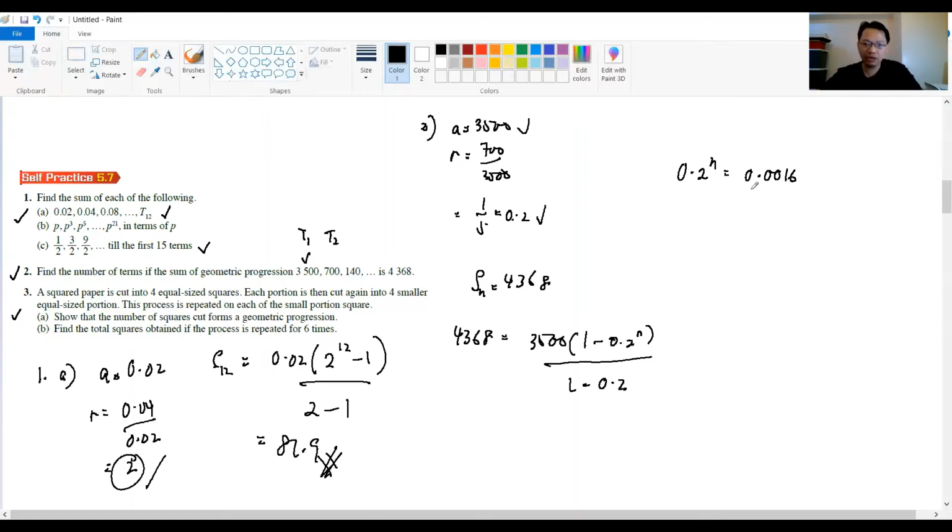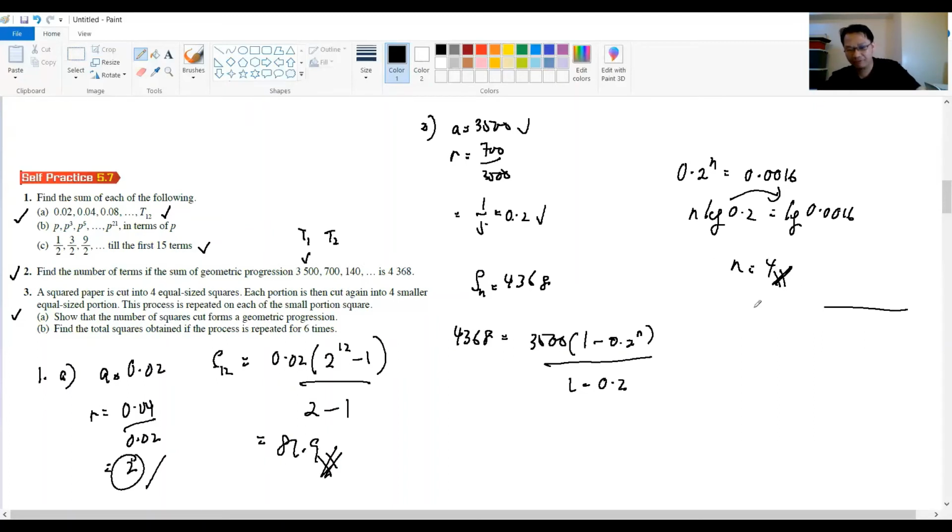You want to find n, so of course you need to take log on both sides. So n log 0.2 equals log 0.0016. So n equals this value divided by log 0.2. We are supposed to get n equals 4. Done. That means there are four terms, 4 terms in this sequence. So the total of all these 4 terms is equivalent to 4368. Settled.